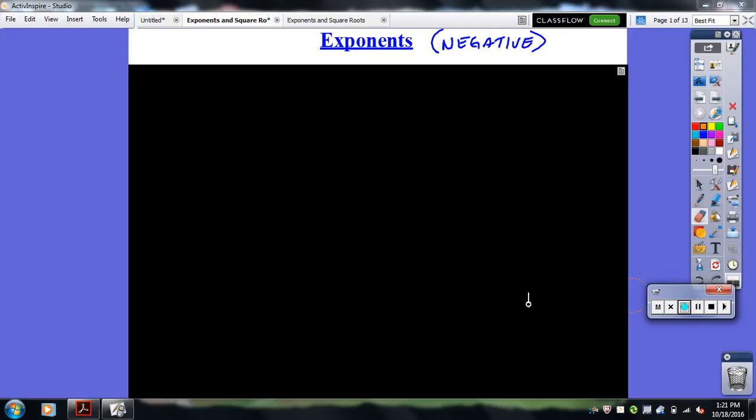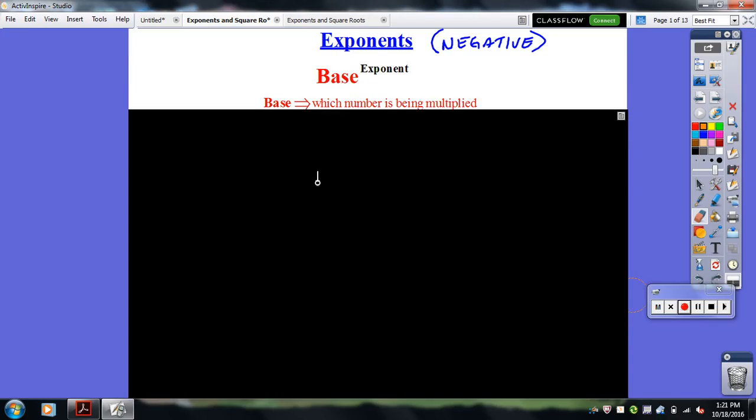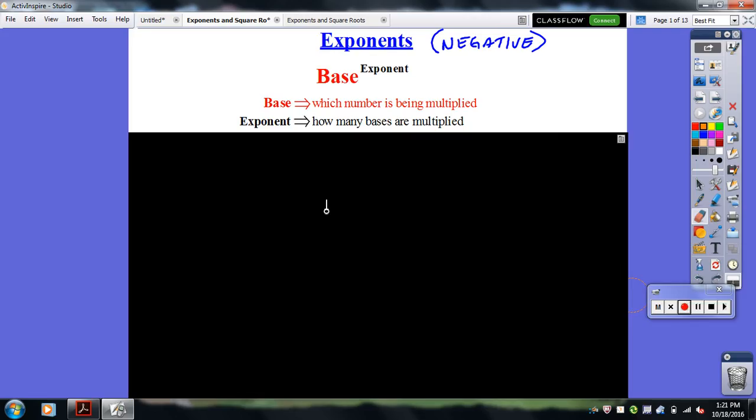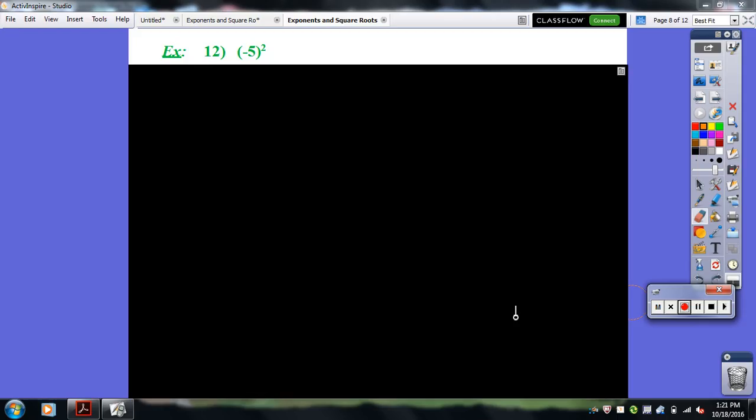If we're talking about exponents, particularly today we want to talk about negative exponents. We all know that's the base and the exponent is how many are being multiplied. I don't really want to talk about that. I want to talk about these guys, in particular question number 12. Question number 12, this is not a negative exponent. This is called a negative base. If this is my negative base, negative 5 to the second power is negative 5 times negative 5, which is a positive 25.